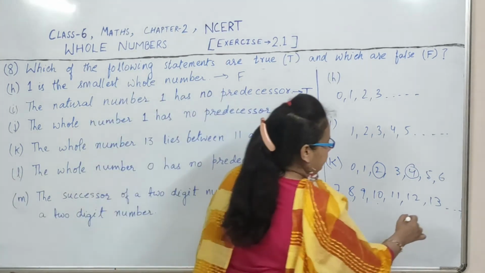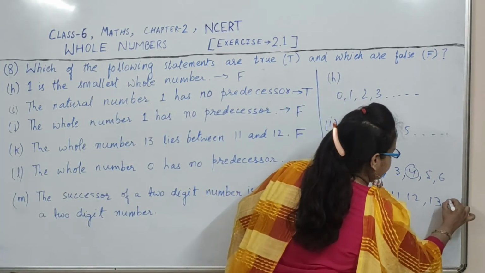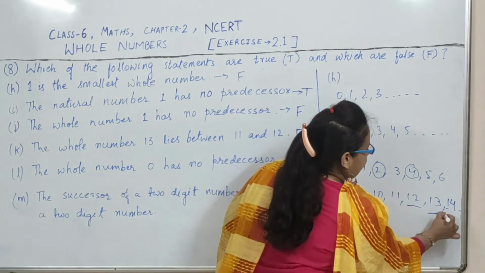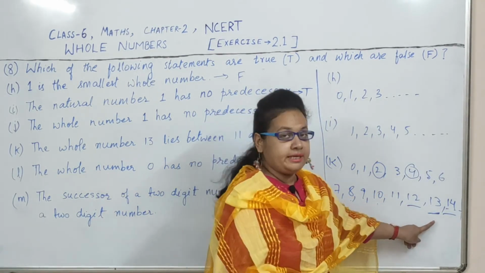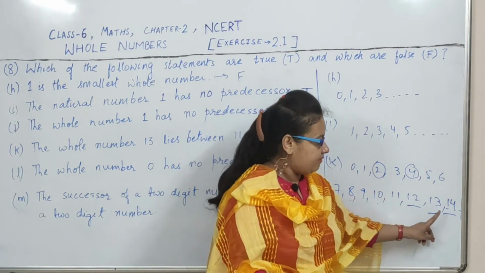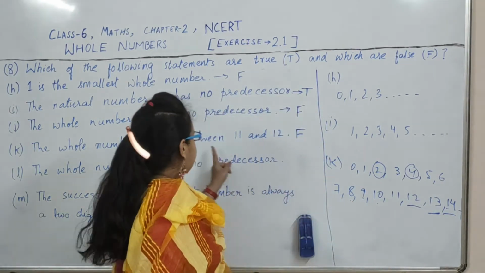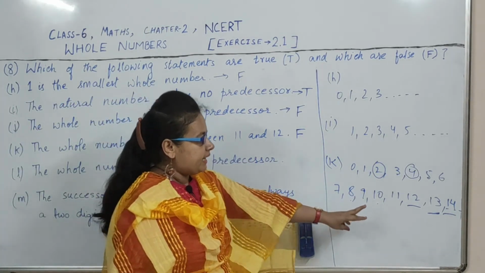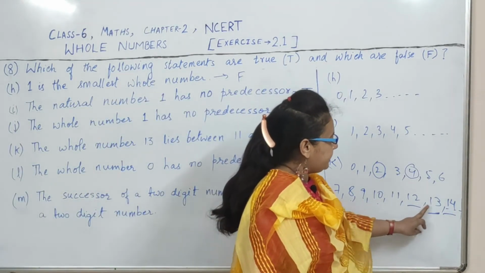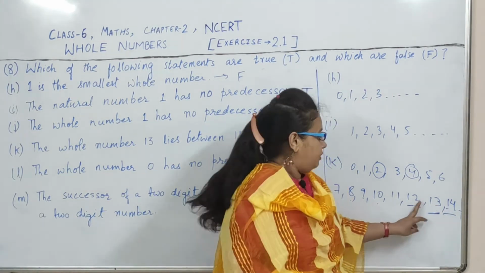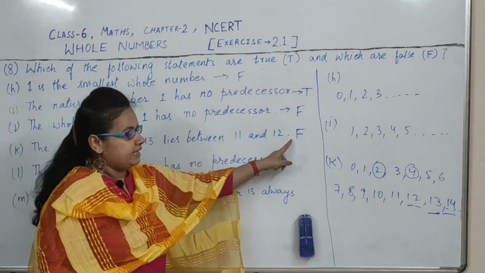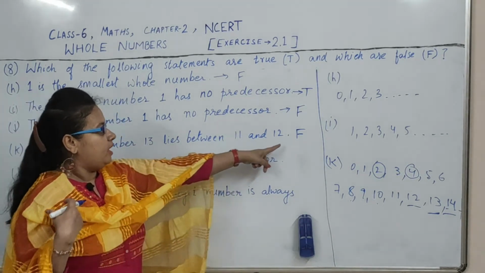After 13, which whole number will be there? It will be 14. So 13 lies between 12 and 14. Right? 13 is a whole number which lies between 12 and 14. The 13 does not lie between 11 and 12. 13 lies between 12 and 14. Okay. So this statement is a false statement. It's a wrong statement. So we have written it false, F.